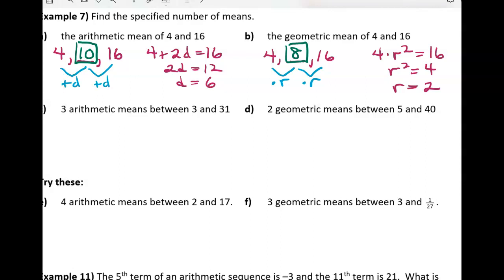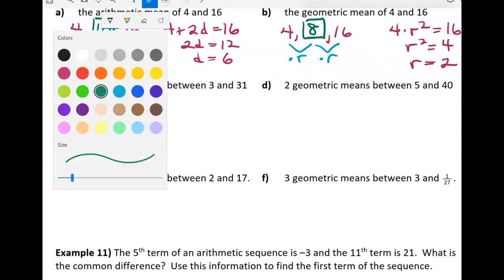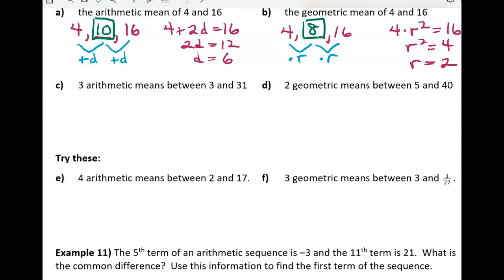We can do that with more than one mean if we wish. So in example 7c, we have 3 arithmetic means falling in between 3 and 31. So we're going to do that similarly. I'm just going to put 3 blanks in between 3 and 31. And then remember that we're forming an arithmetic sequence, which means that we're adding d. So adding d, adding d, adding d.